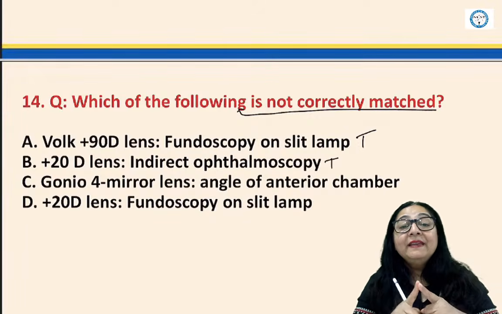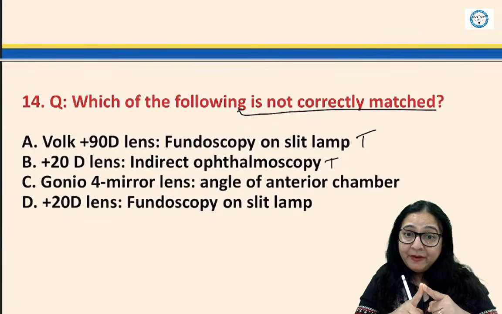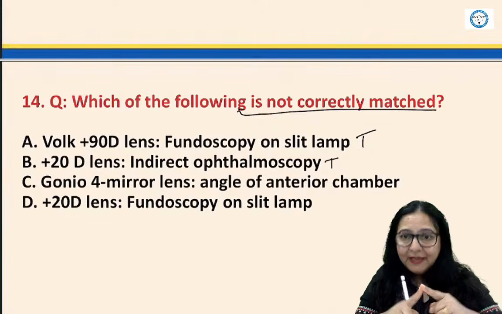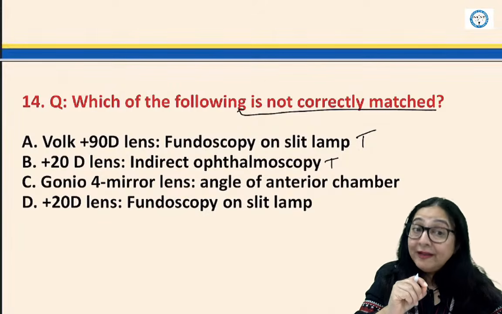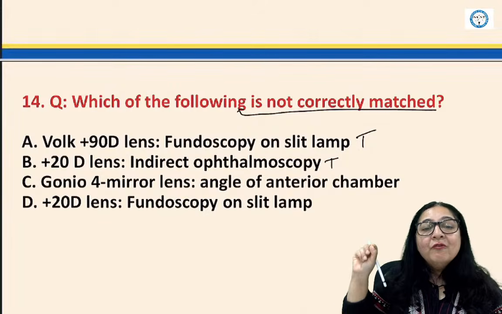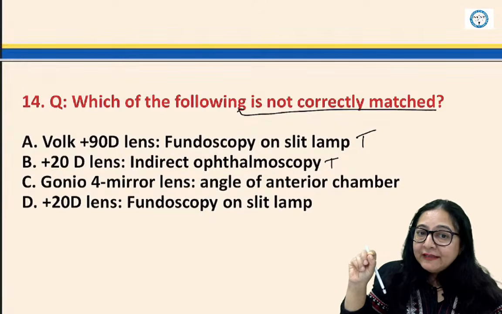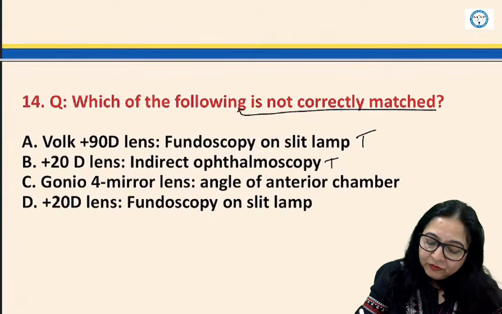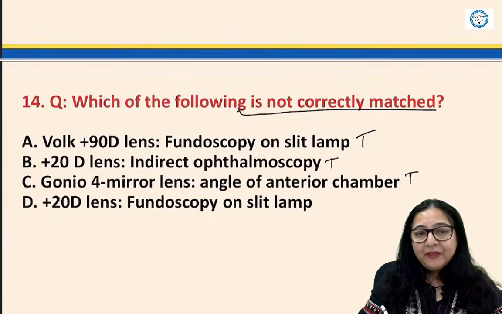Then when you want to see the angle of anterior chamber, that procedure is called gonioscopy, and we use special gonio lenses. So gonio 4 mirror lens is one of the lenses which is used for angle of anterior chamber. So that is again a true statement.